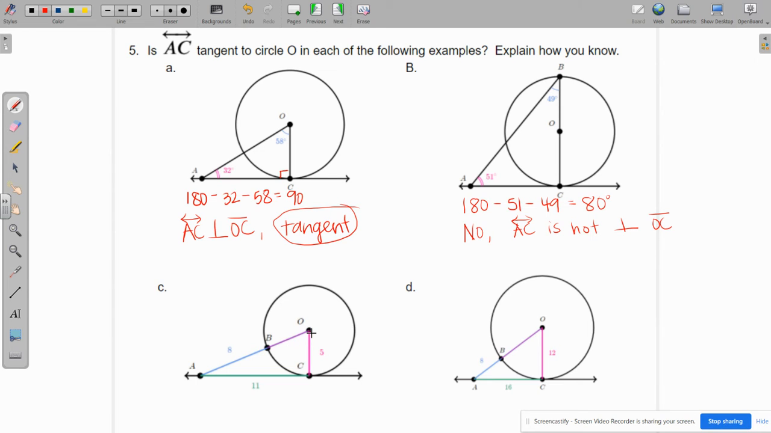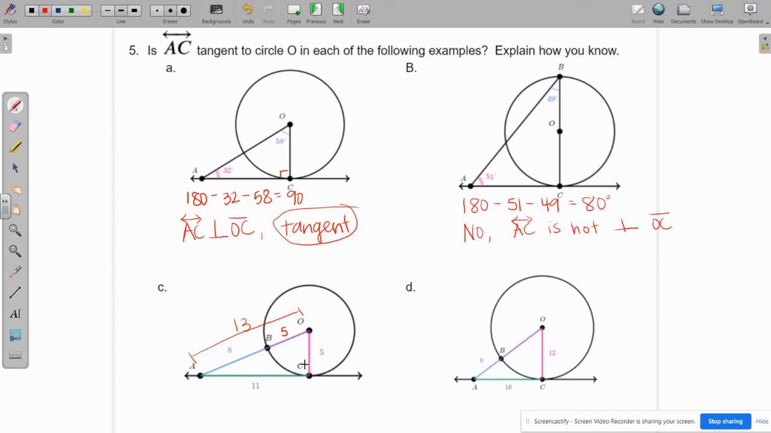In this situation, we don't have our angles, but we do have a variety of segments labeled here. So I can see that the radius of the circle is 5, segment AC is 11, segment AB is 8, so only from here to here, that kind of periwinkle color. So I know B to O is also 5, since that's also a radius of the circle. So really this entire segment AO is 8 plus 5, or 13 units long.